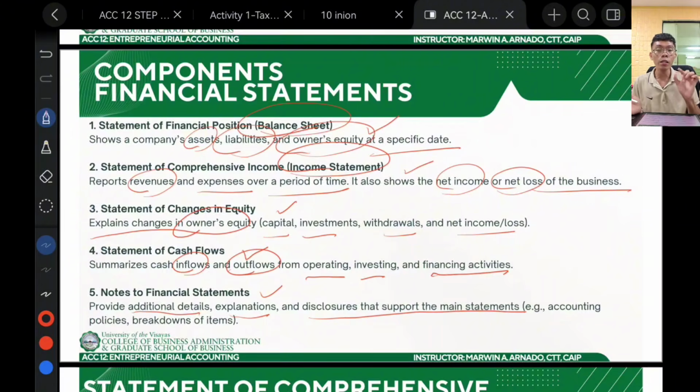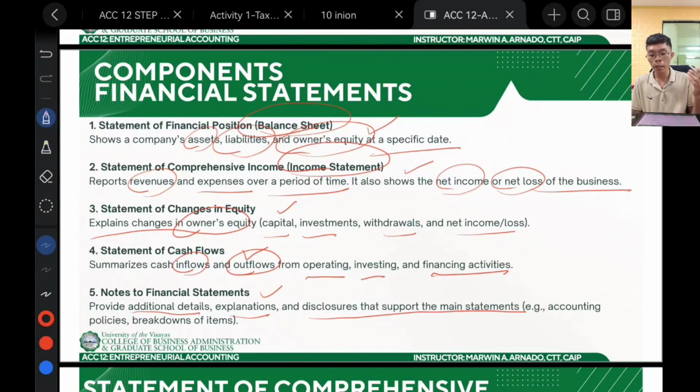Why? Because all the explanation and all the details are in the notes to financial statements. Even the disclosures, such as the depreciation of an asset, or the cost of an asset and what you have done with it, everything will be noted under the notes to financial statements. Even the summary of your accounts payable and accounts receivable will be detailed there.